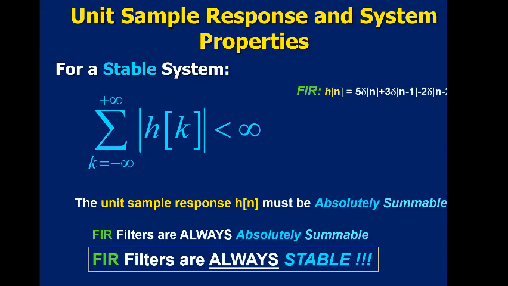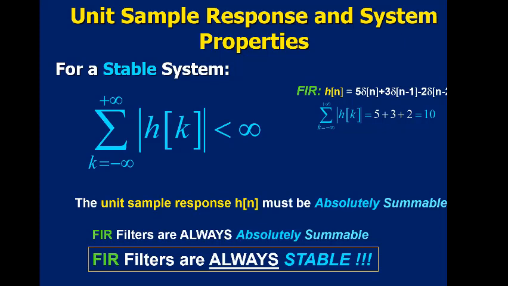So here was our original example we did. Our FIR filter had this unit sample response. We sum up all the terms, taking the absolute value of all of them. We get 5 plus 3 plus 2, because we're taking the absolute value, a finite sum of 10. There's no way that that finite number of samples is going to go to infinity. So for sure, we passed the absolutely summable test.